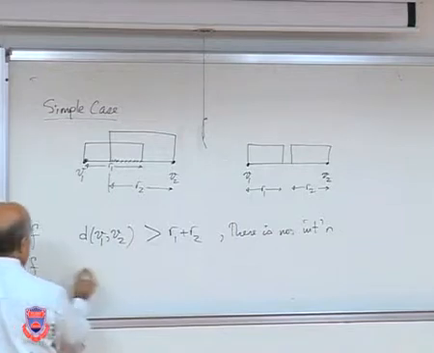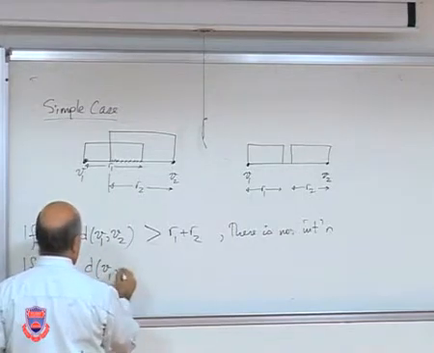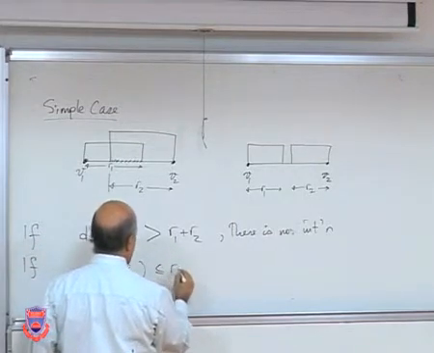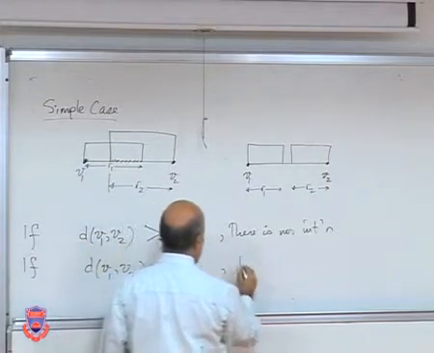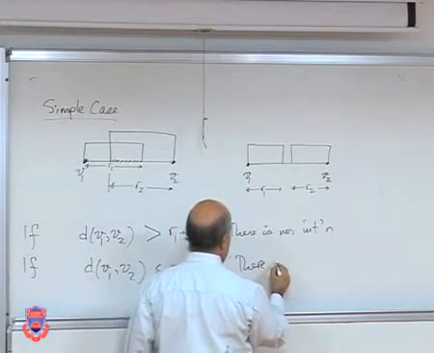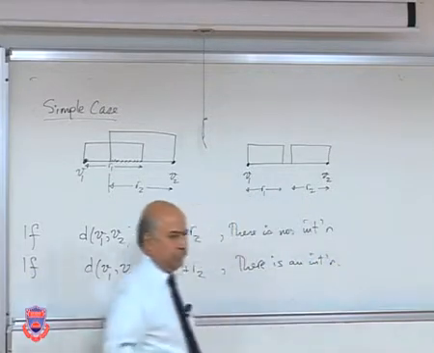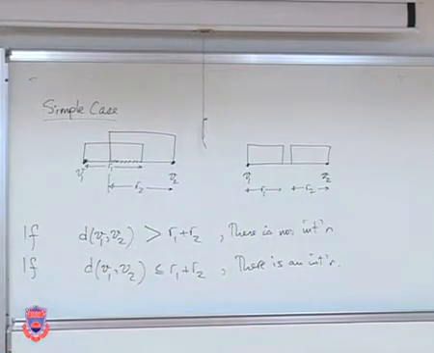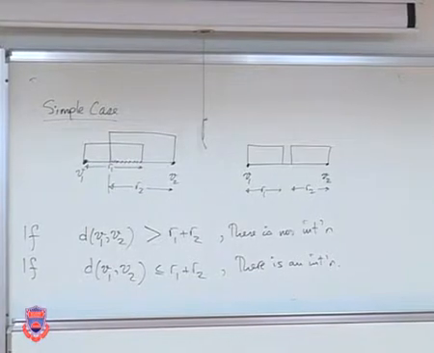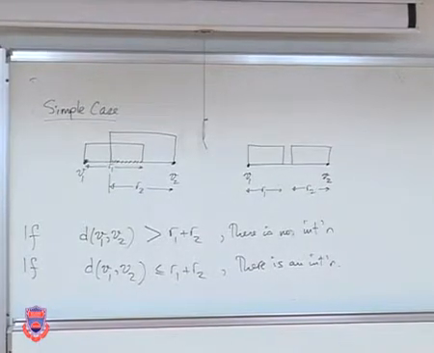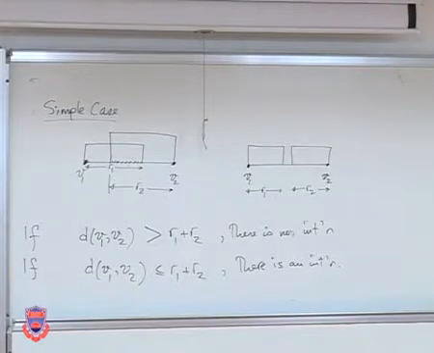And if it's less than or equal to R1 plus R2, there is an intersection. That's what you say. There's an intersection means there's a non-empty intersection. Okay?